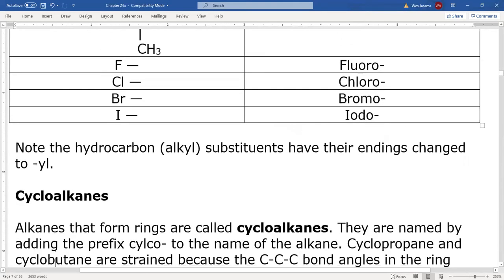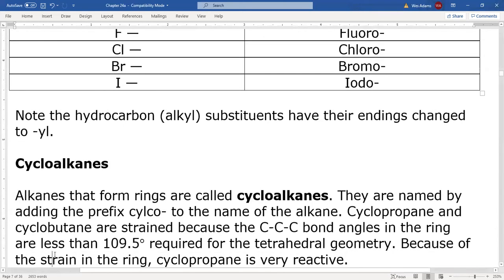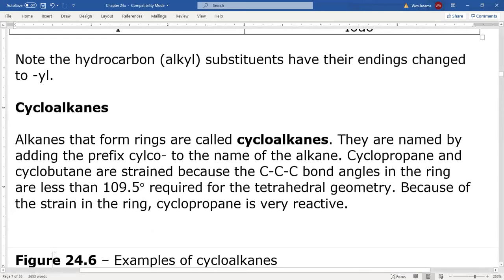Your cyclic alkanes, you form a ring. They're named by adding the prefix cyclo in front of the name of the alkane. So cyclopropane and cyclobutane are just 3 and 4 member rings, but they tend to be strained because the bond angles are less than the tetrahedral 109.5 degree bond angle. So there's some strain. So it's a little bit more difficult to form those, and particularly the propane. Cyclopropane, if you form it, is very reactive because of that.